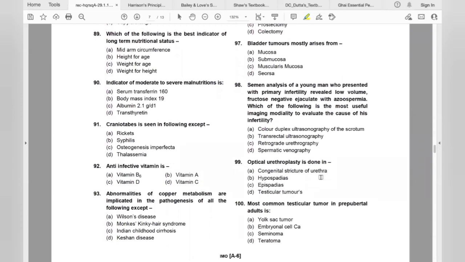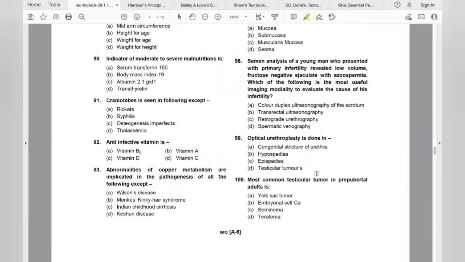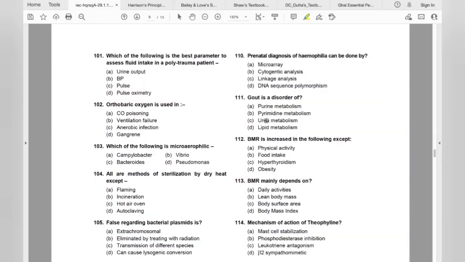Optical urethroplasty is done in congenital stricture of urethra. Most common testicular tumor in prepubertal adults is yolk sac tumor. Which of the following is the best parameter to assess fluid intake in a polytrauma patient? Answer is urine output. Hyperbaric oxygen is used in carbon monoxide poisoning.